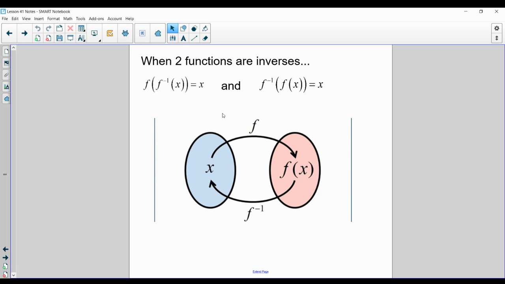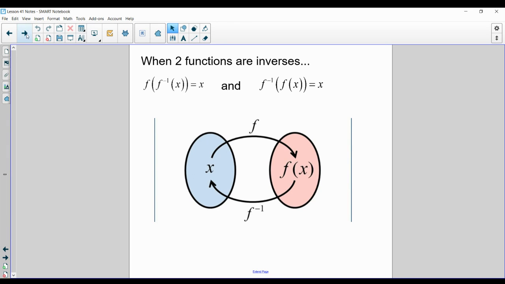This is just another diagram of this, but essentially with the composition of functions that you did in the previous lesson, if I do f of f inverse of x, I should end up with x as an answer. And if I do it in the opposite order, if I do f inverse of f of x, I should also end up with x as an answer. So if you do and undo and end up with the original answer, the two things are inverses of each other. If it doesn't, then they're not.